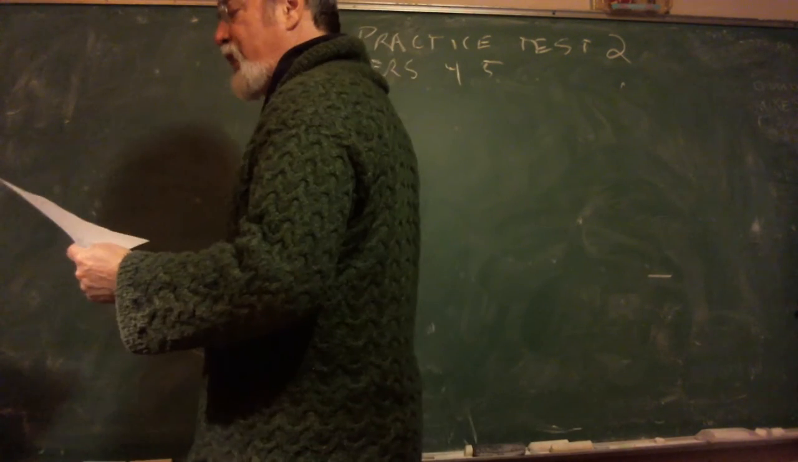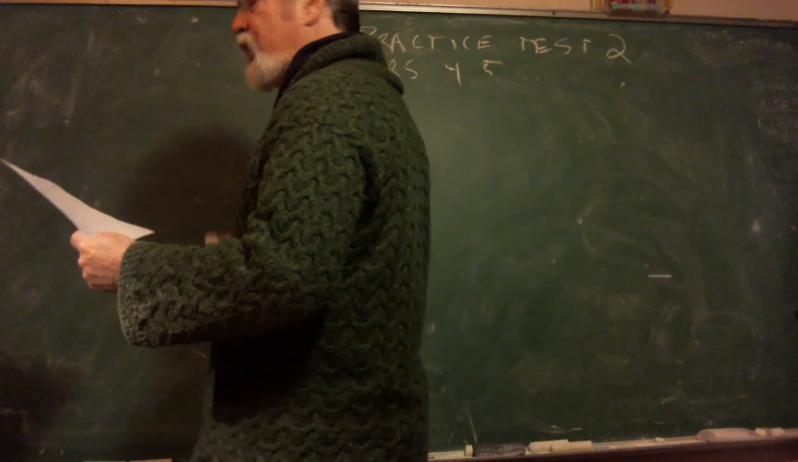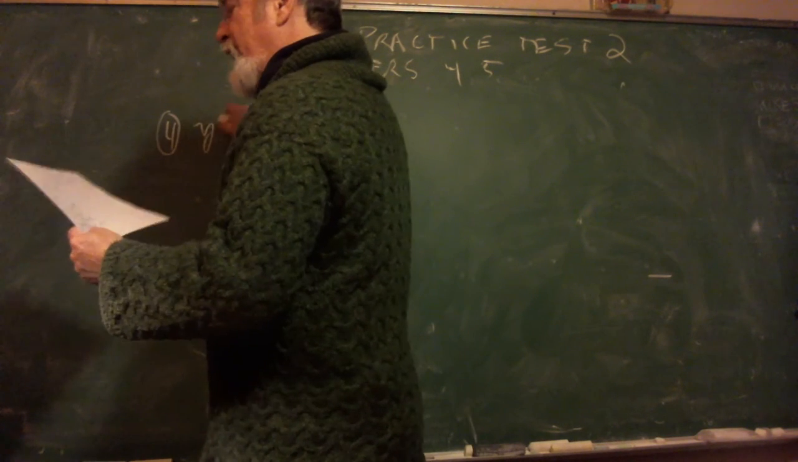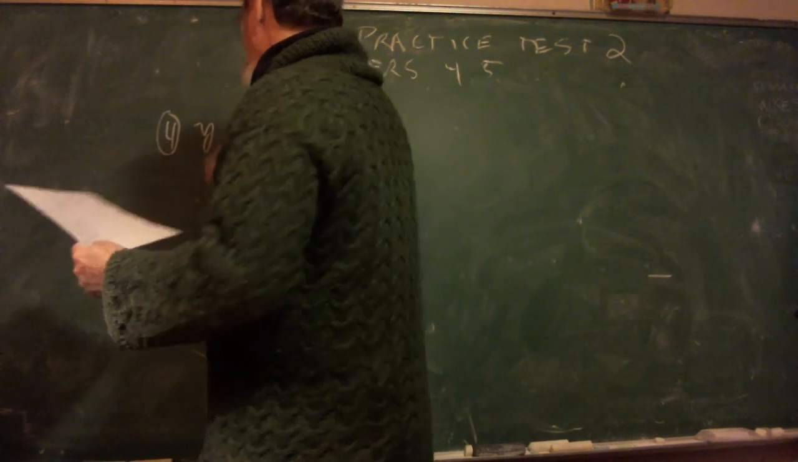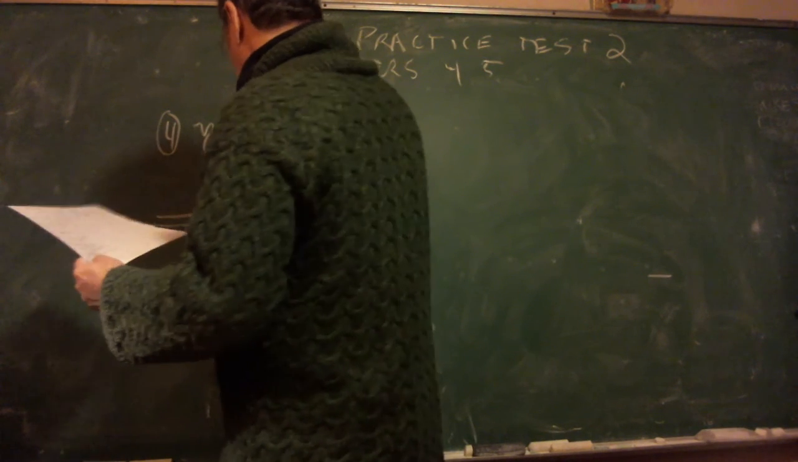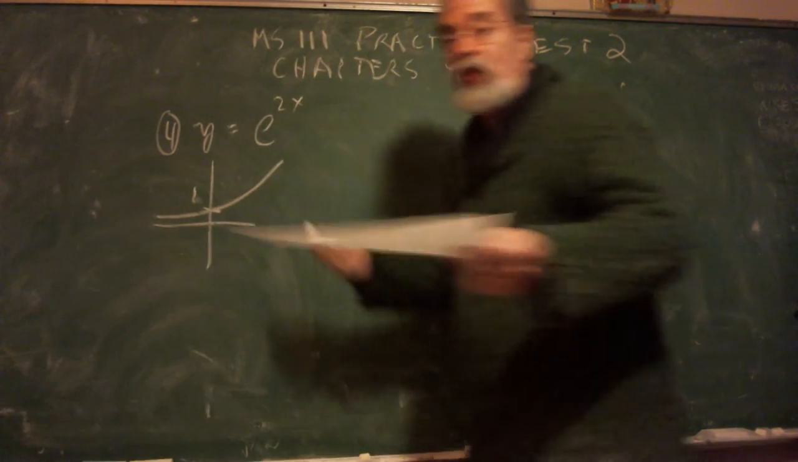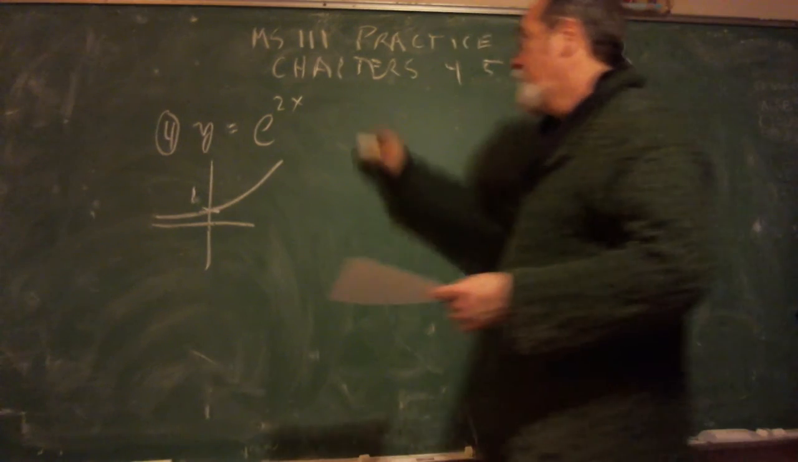All right, next problem was number 4. Graph y equals e to the 2x. Well, that's an easy graph. It looks like this. Goes through 1. There's nothing else to draw. It doesn't have any other personality. Number 5.